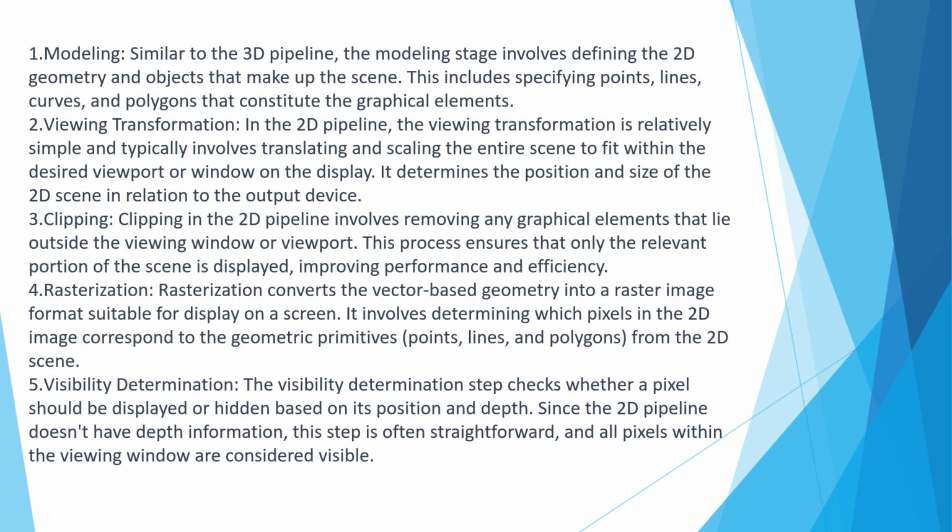Rasterization. Rasterization converts the vector-based geometry into a raster image format suitable for display on a screen. It involves determining which pixels in the 2D image correspond to the geometric primitives such as points, lines, and polygons from the 2D scene. Visibility determination. The visibility determination step checks whether a pixel should be displayed or hidden based on its position and depth. Since the 2D pipeline doesn't have depth information, this step is often straightforward and all the pixels within the viewing window are considered visible.